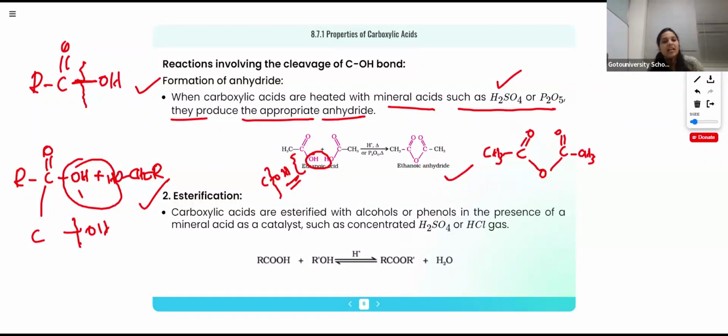So in the esterification reaction also we are breaking the C-OH bond. Same as in anhydride formation, where the water molecule is removed, in the esterification reaction also a water molecule is removed. But in the anhydride reaction, we are taking two acids. Here we are taking one acid and one alcohol. That is the difference.